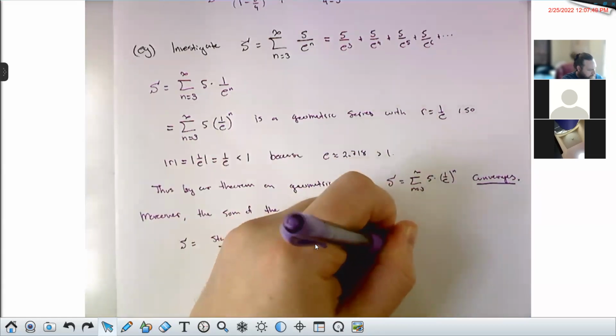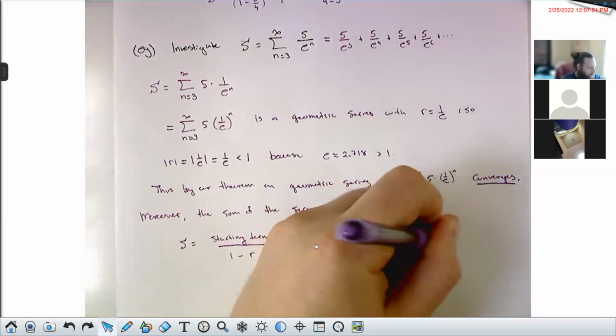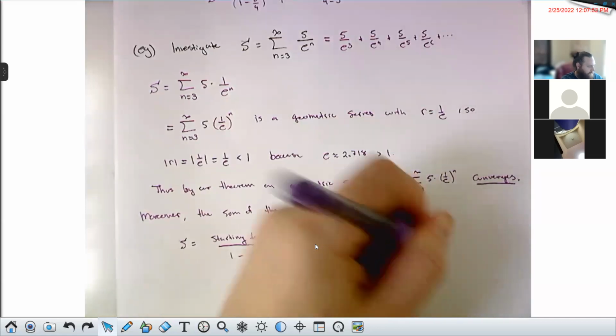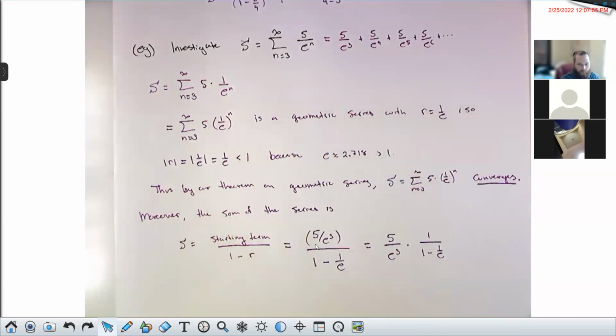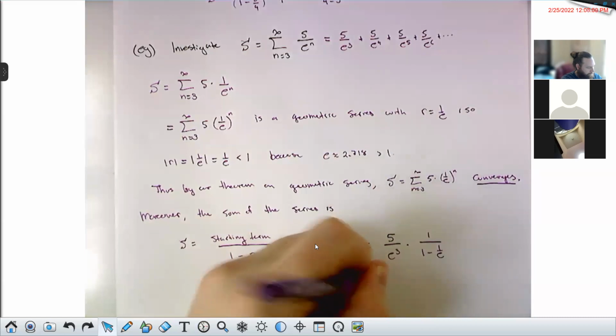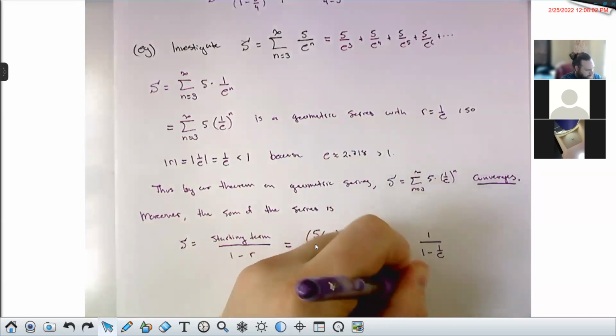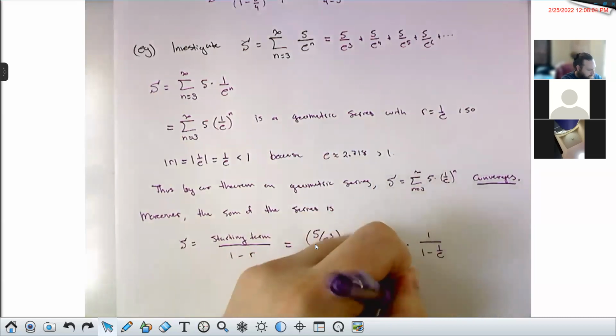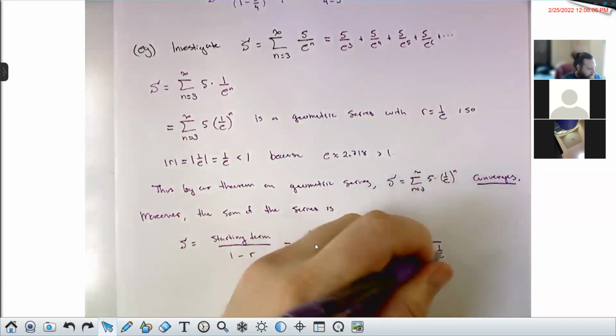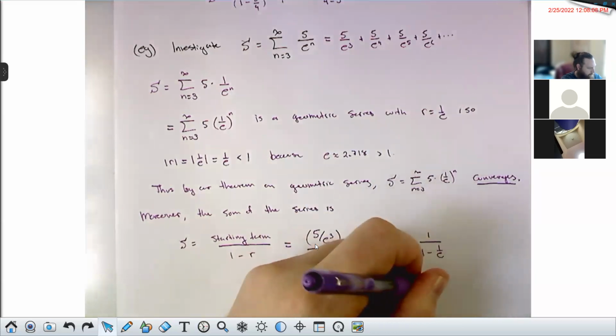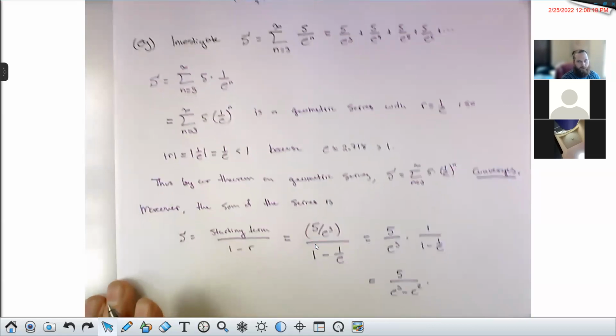Also, this is 5 over e cubed times 1 over 1 minus 1 over e. And I'll distribute the e cubed downstairs. Applying straight across, that's 5 over e cubed minus e cubed times 1 over e, which is e squared. I think that's about as pretty as you're going to get it.